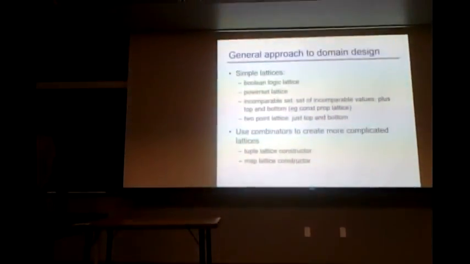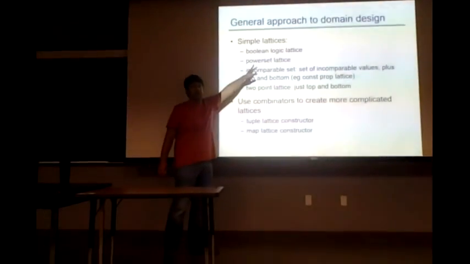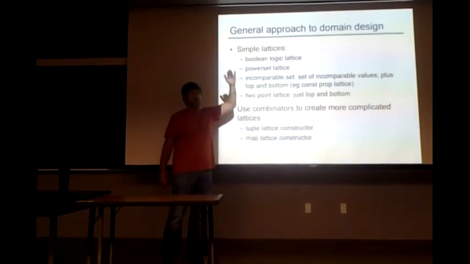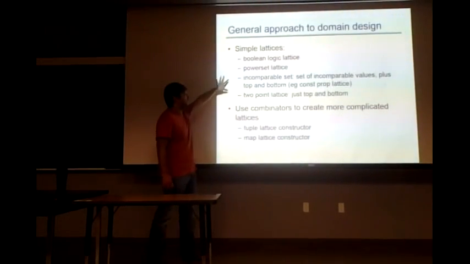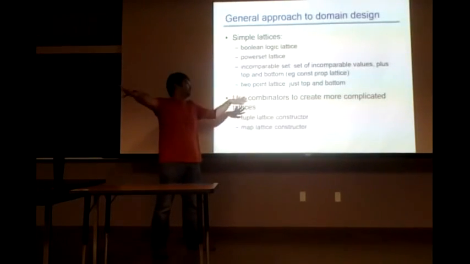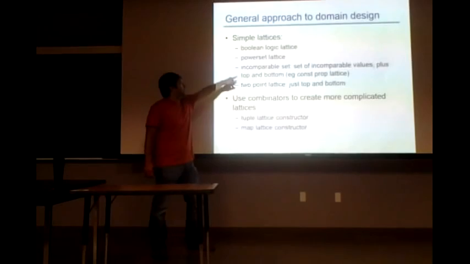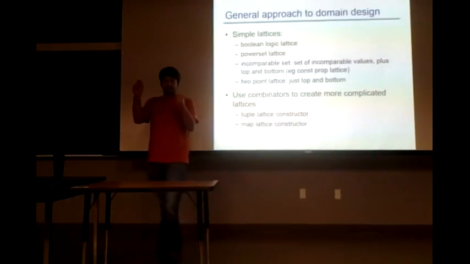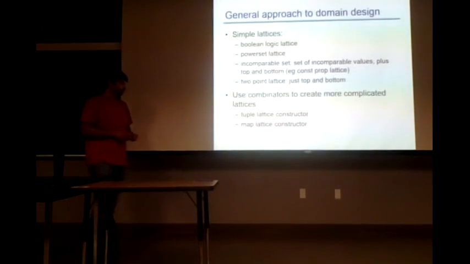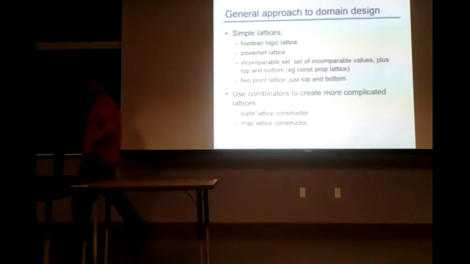So the general approach to domain design is that you can have very simple lattices, like the two-point lattice, top and bottom. We can have power set lattices. We can have the constant propagation lattice, where you have top, bottom, and a whole bunch of incomparable elements in between. Boolean logic is where every point of the lattice is a predicate. Then you can use combinators like tuples and maps to put these things together. Cool.